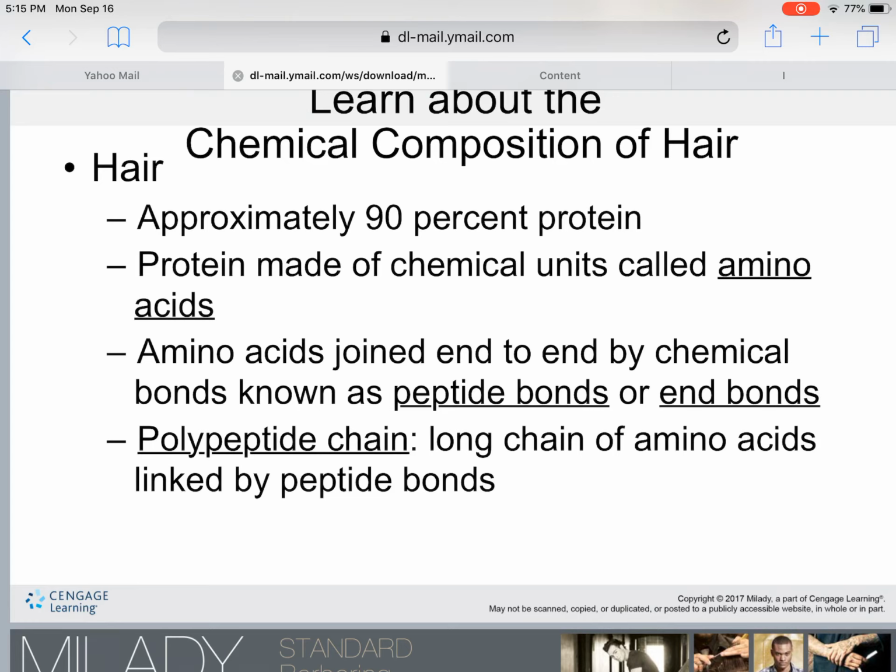The protein of human hair is made up of chemical units called amino acids. Those amino acids are made of the elements carbon, oxygen, hydrogen, nitrogen, and sulfur, which is also a mnemonic, COHNS. Human hair consists of 51% carbon, 21% oxygen, 6% hydrogen, 17% nitrogen, and 5% sulfur.